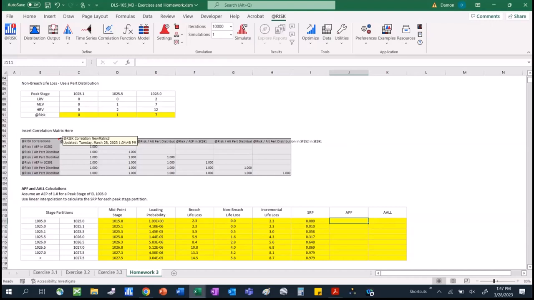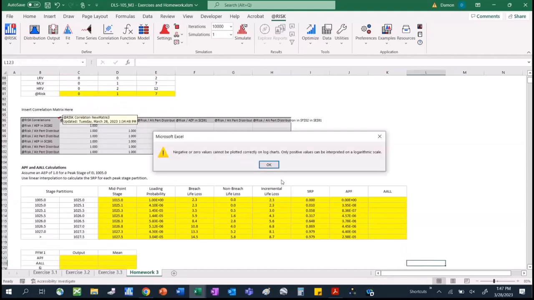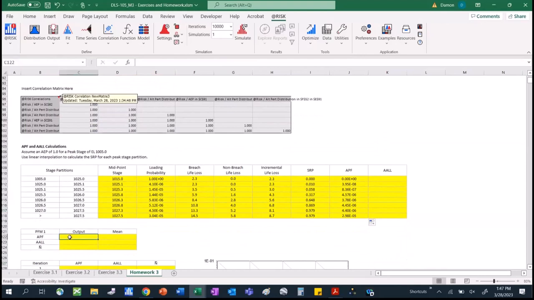So then the next piece, we have everything we need now to calculate our annual probability of failure. That is going to be our loading probability multiplied by our system response. We do that for each partition. To get those values, our total is going to be the sum of those values. I'm going to have to go back and add an output there, but I'll do that in just a second. And then next, I need the average annual life loss. That's going to be the APF times my incremental life loss.